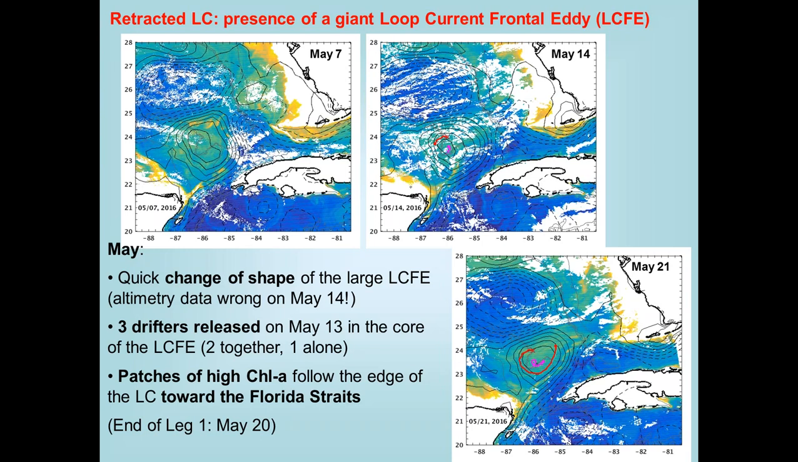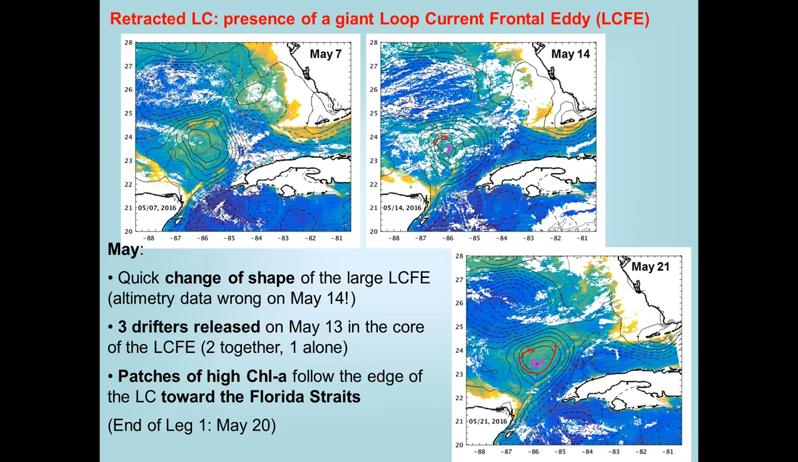So, yeah, it was a very exciting moment to be on the water because we really had no clue what that eddy would do. But then it stabilized in a near round shape later in May. And so the drifters were able to sample that. And we see continuously patches of high chlorophyll leaving the Campeche Bank and being advected towards the West Florida Shelf and the Florida Strait. That day was pretty much the end of leg one. So these are the situations that we encountered when we were at sea.